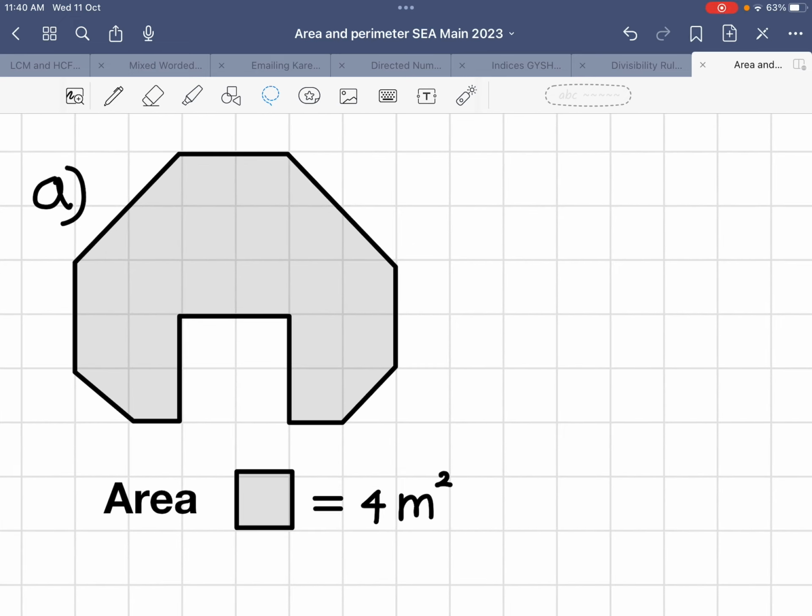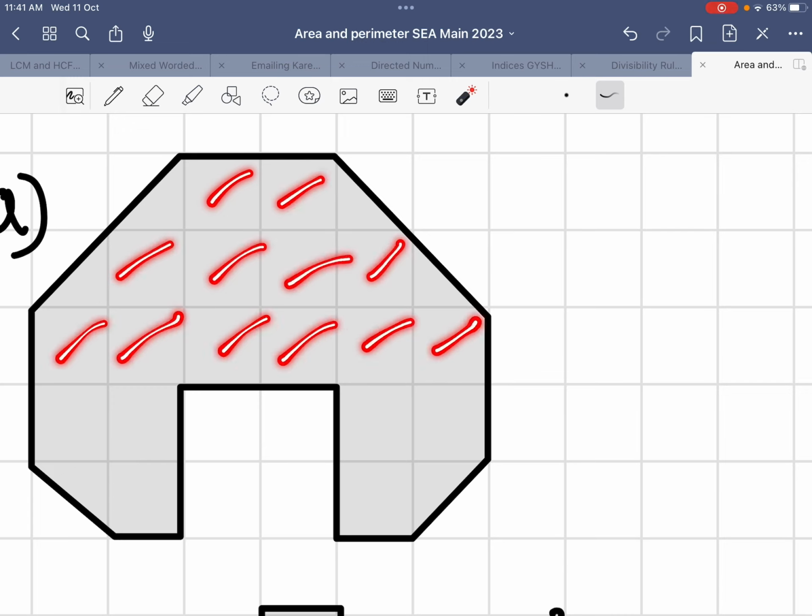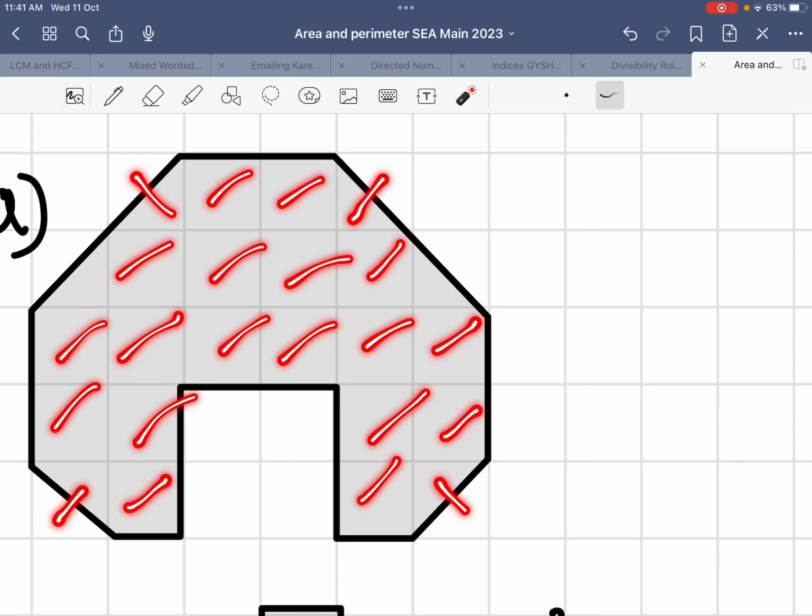So the first thing we should do is count the number of blocks. 1, 2, 3, 4, 5, 6, 7, 8, 9, 10, 11, 12, 13, 14, 15, 16, 17, 18. These two halves will make 1, so that's 19. These two will make 1, that's 20. These two will make 1, that's 21.